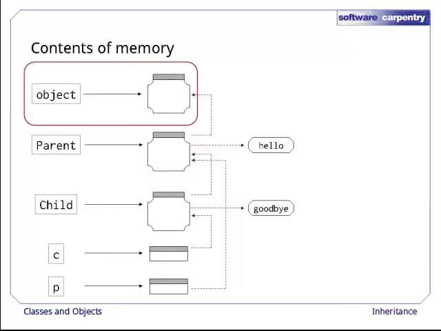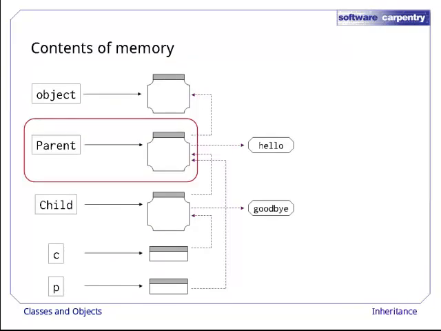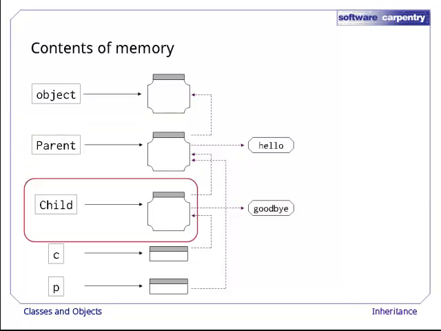At the top is the class object, which is built into Python. Below that is our class parent. It inherits stuff from object. That's why we've been putting object's name in parentheses every time we've defined a class so far. And it adds a method of its own called hello. Below that is the class child. It inherits from parent and adds another method, goodbye.